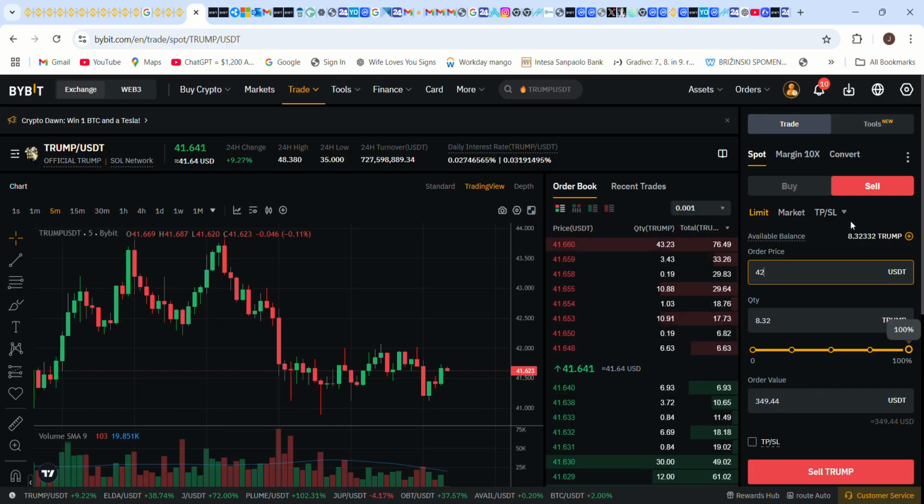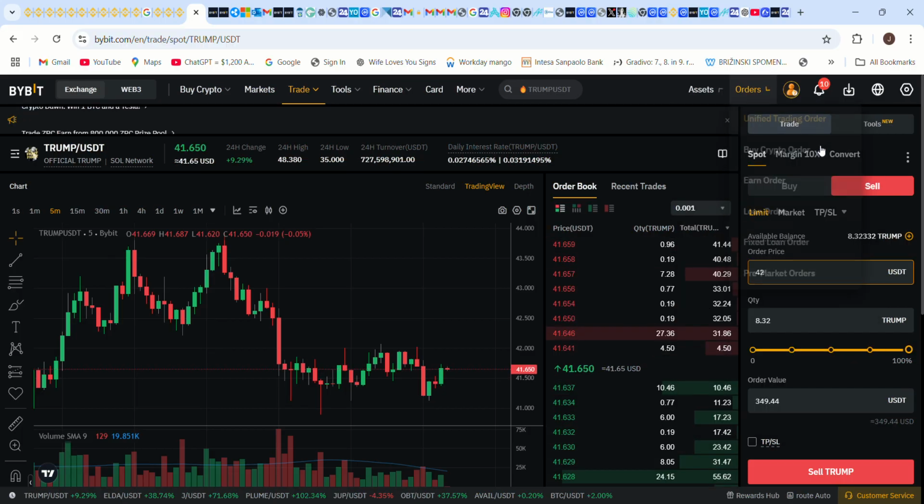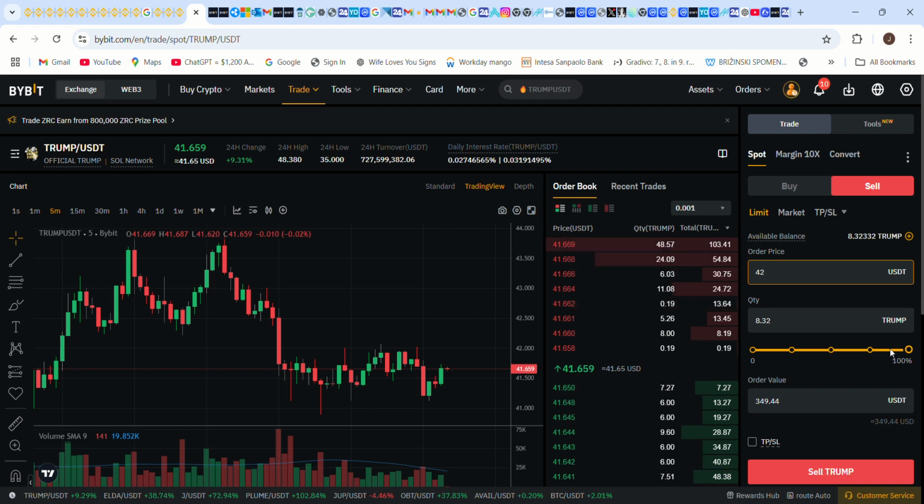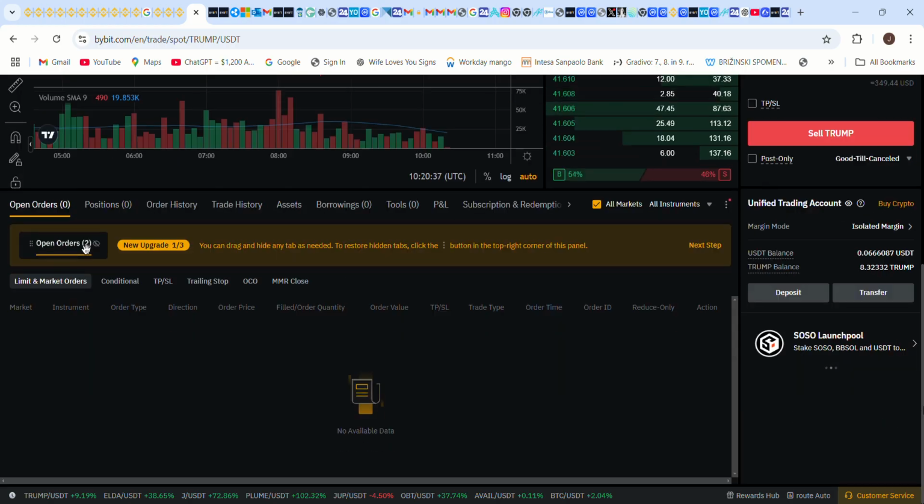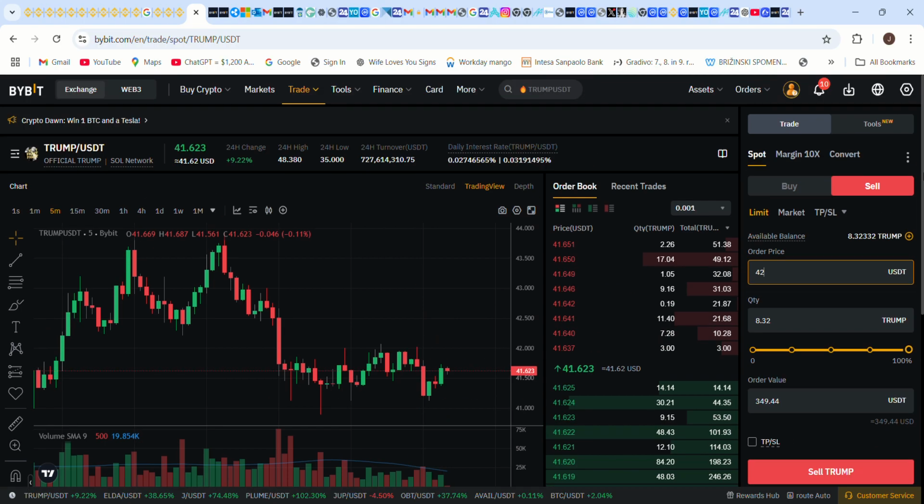We'll get 349. At the moment we have 346, so we will earn a few cents if the price goes up, but at this time it's going down, so it will be difficult. But if you put it on limit, it will be sold when the price will go to 42. So we just check in sell, okay, at 42.